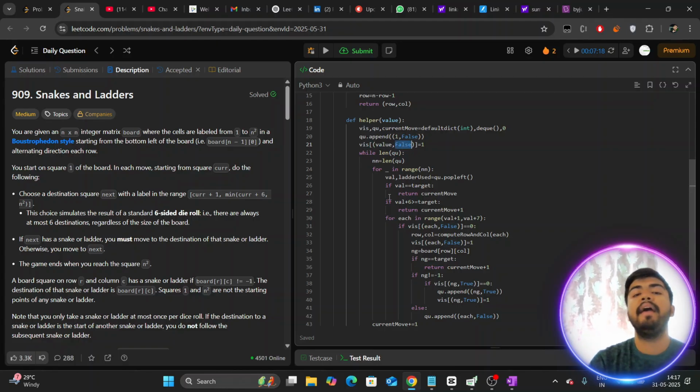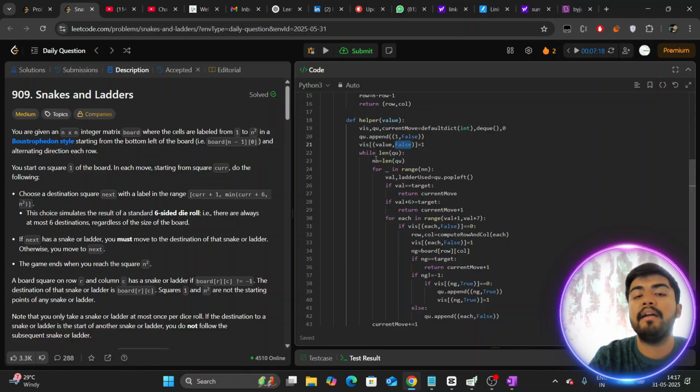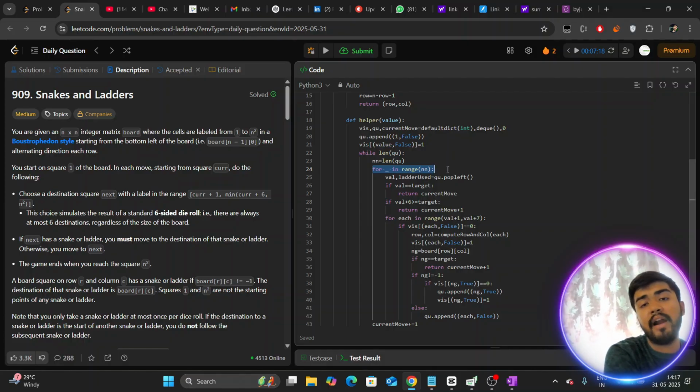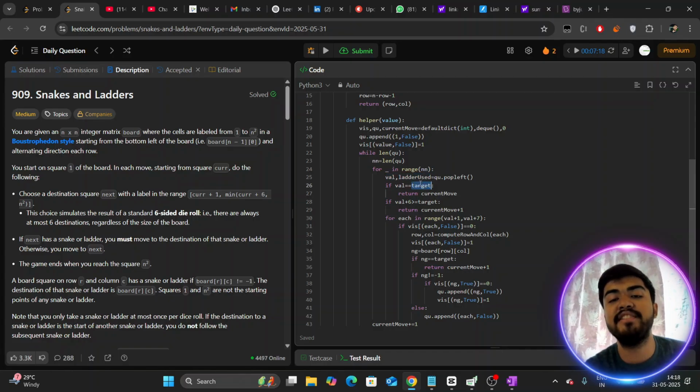Agreeing guys, totally agree. And now, while the queue has elements, I am checking how many nodes we have, because that many nodes lie at that particular level. I count it out, and I am writing a for loop to pull all the nodes from that particular level. So for underscore in range n, val and ladder_used come from variable destructuring. I have done q.popleft, and val and ladder_used are there. If my val is equal to the target, okay, I reached. What is the current move? Return it.